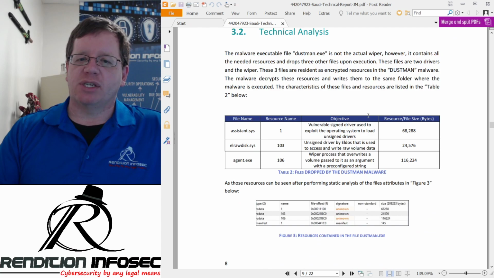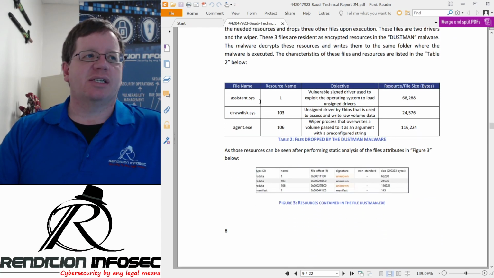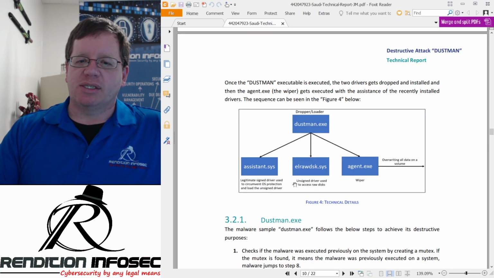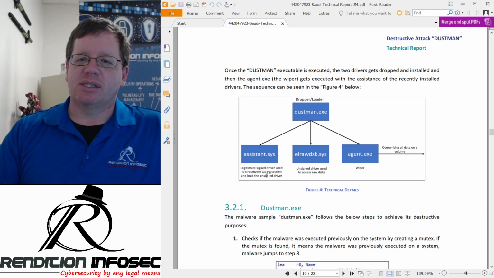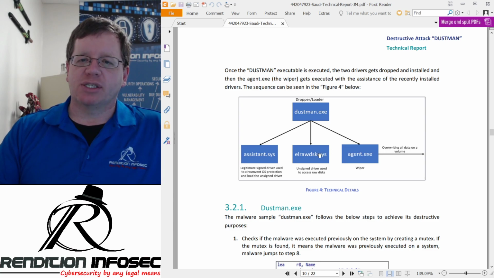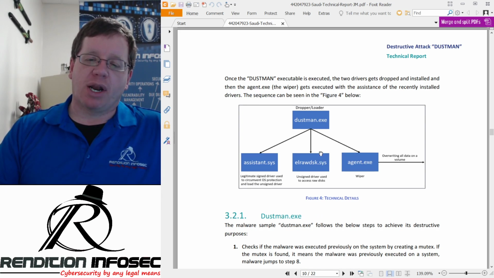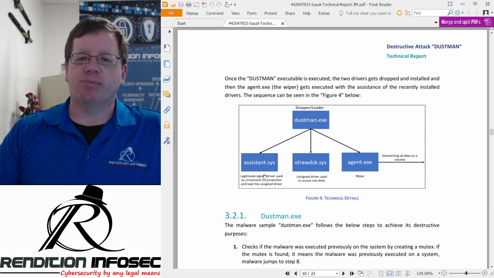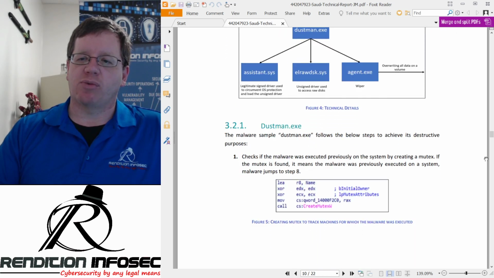Kind of coming down a little bit here to technical analysis. Notice here the assistant.sys. They don't actually name it vboxdisk.sys, but there are some indications, in addition to downloading and looking at that. You can see Dustman is dropping assistant.sys here. The wiper itself runs in user space, and then points to that commercially available but unsigned raw disk driver, and assistant.sys is only used to bootstrap the loading of that raw disk driver into memory.